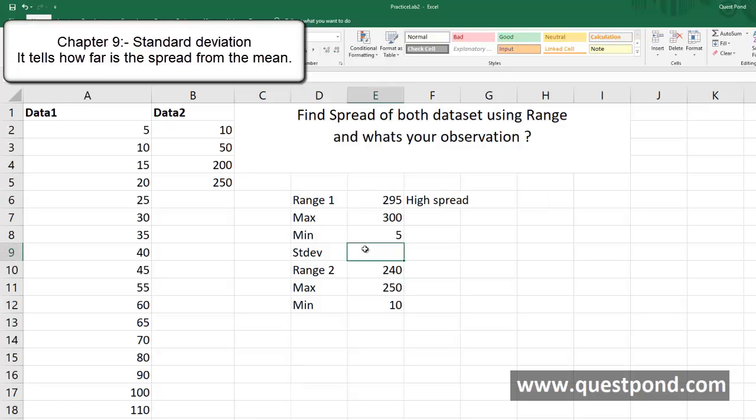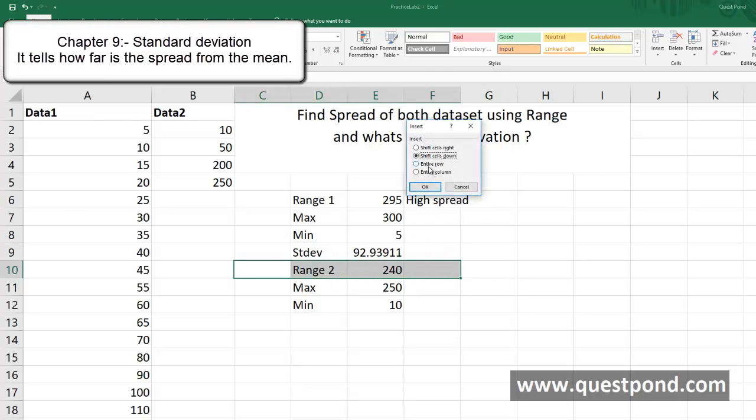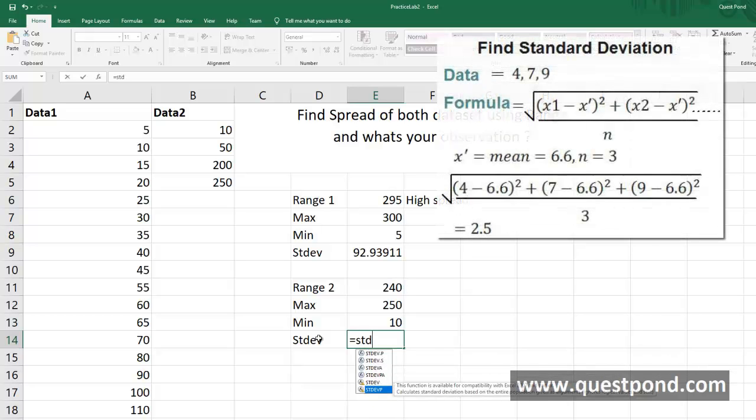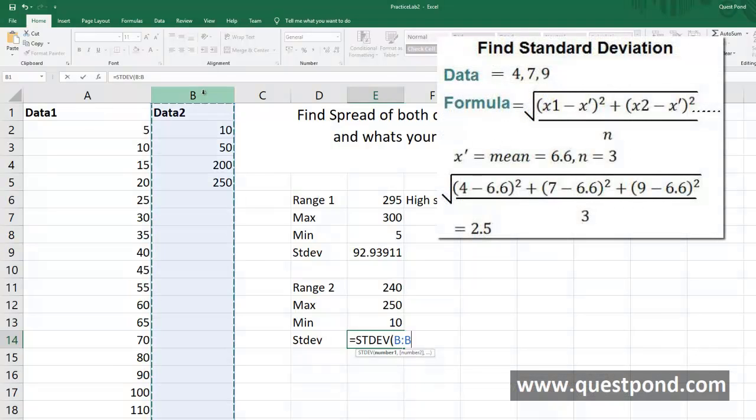So to calculate standard deviation, you can use the standard deviation formula of Excel. So I can say standard deviation and I can give data 1. So this is the standard deviation of data 1, right? Let us go ahead and insert a row here, or we can say shift cells down, right? Now let's calculate standard deviation for the range 2, for the data set 2. So again, standard deviation, and there it is, and here it is.